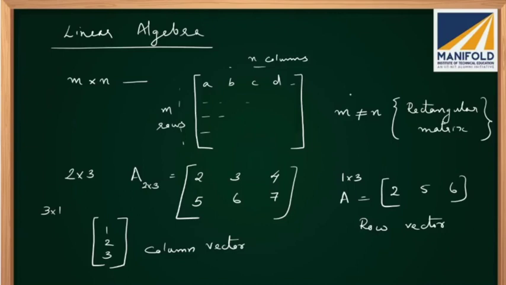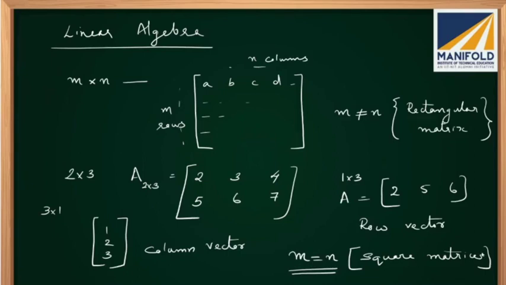One more thing is, if m is equal to n, then it will come under a special class called square matrices. So if m is not equal to n, we call it a rectangular matrix. In that we have 2 special vectors, row vector and column vector. Another is if m is equal to n, then it is called a square matrix.